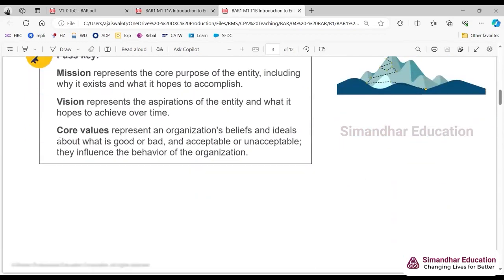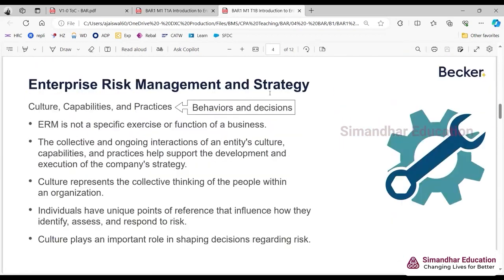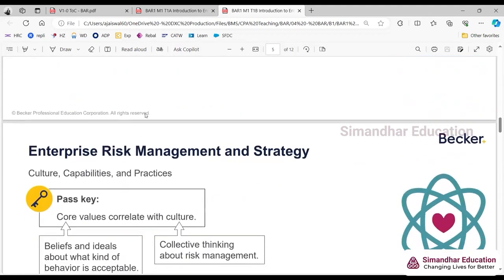Okay. So what is ERM now? ERM means culture, capabilities, and practices. Culture we just discussed, right? Core values. Capabilities: what the organization is capable of, what is its core competency, how it is faring against the competition, etc. And practices are the policies and procedures that the organization may be having.